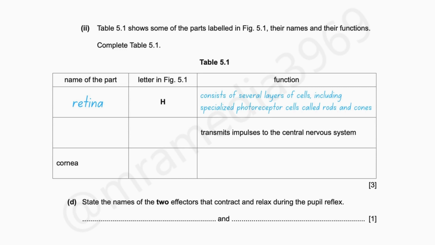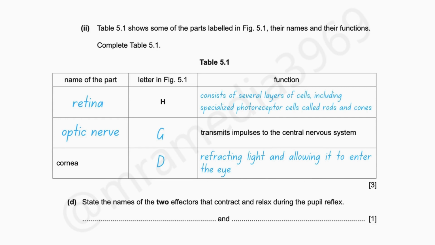Okay, so what transmits impulses to the central nervous system? As you will remember, that'd be the optic nerve. From our diagram, we can perceive that it is G. Last one, cornea. From the figure, we can identify that is D. The cornea is a transparent, curved outer layer covering the front of the eye. It plays a crucial role in the eye's optical system by refracting light and allowing it to enter the eye.